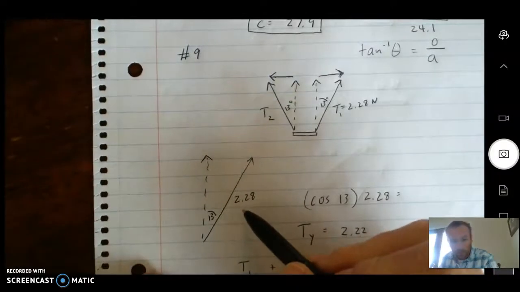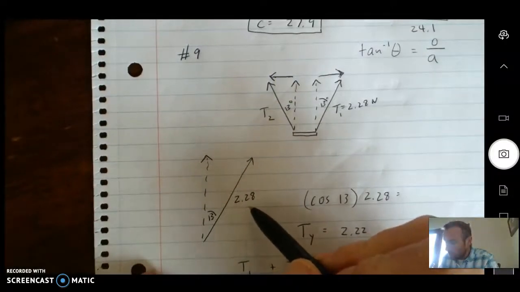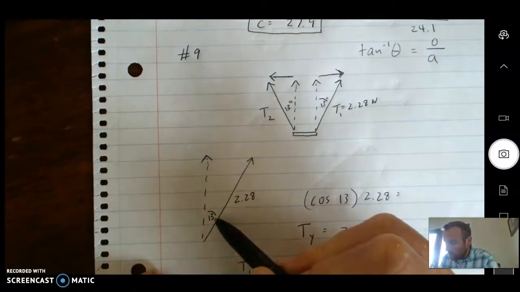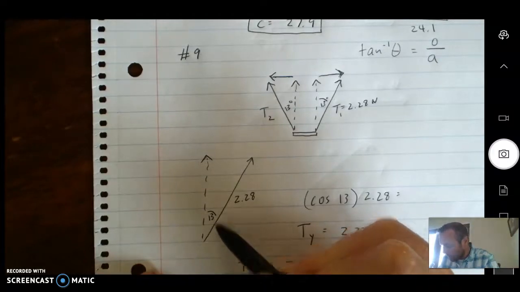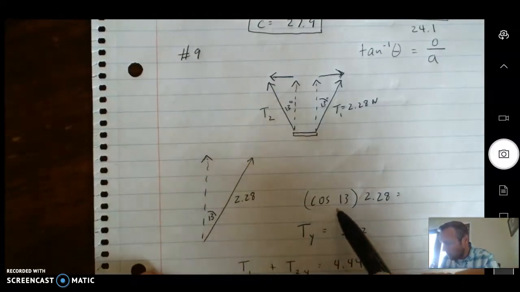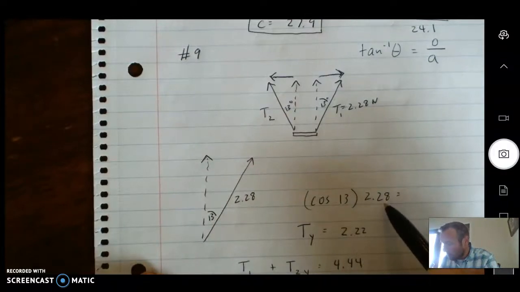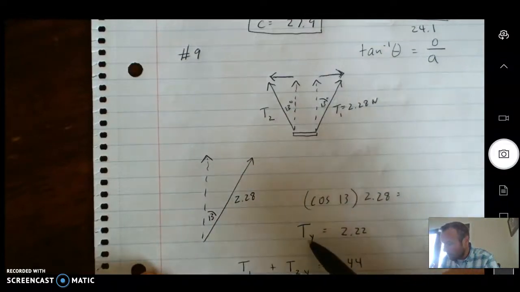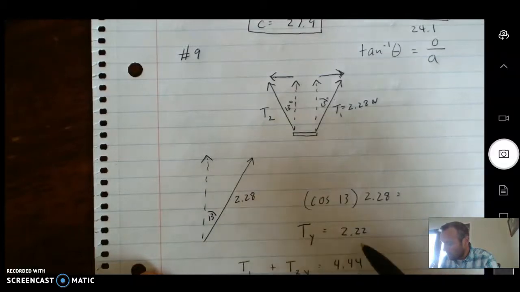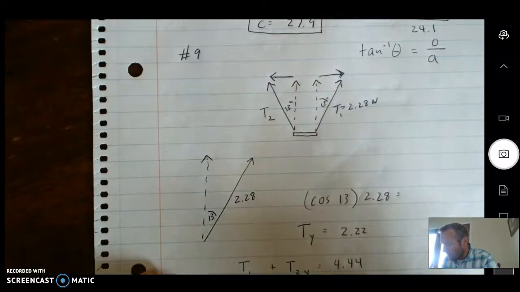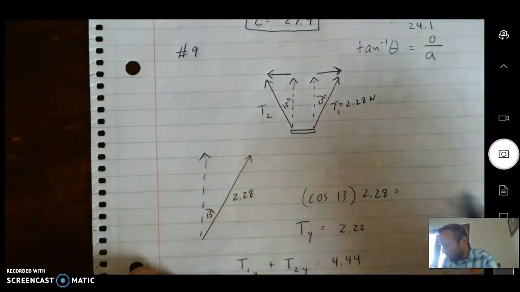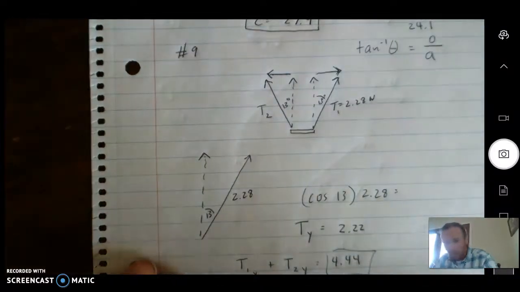Here's my original force vector, 2.28 newtons. Here's my angle, 13 degrees. So in this case I'm going to want to do the cosine of 13 times 2.28 to solve for the magnitude of the tension force in the y dimension, which happens to be 2.22, so it's not much different, and that's because it's not a very big angle. I'll add both of those. 2.22 times 2 gives me 4.44, which is your answer to the problem.